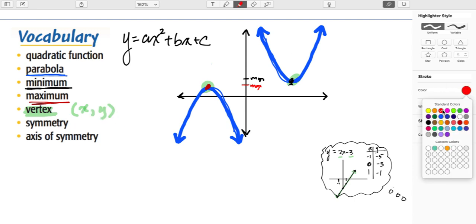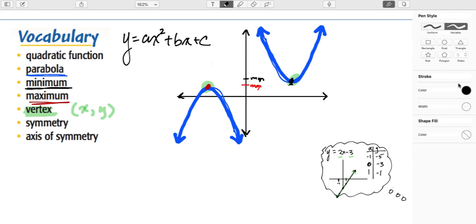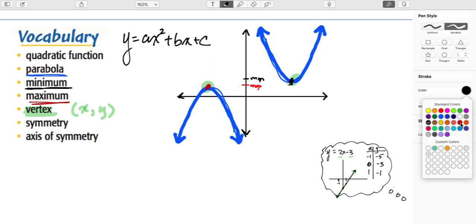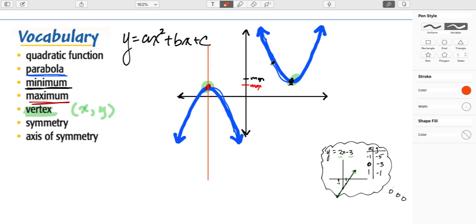Symmetry. You know what symmetry is? It's the quality that what's happening on one side is happening on the other. There's a place where you can fold the thing in half, and you have what we would call a line of symmetry. So symmetry is the quality. Axis of symmetry is the thing that I'm drawing here in orangey red. So this is the axis of symmetry.